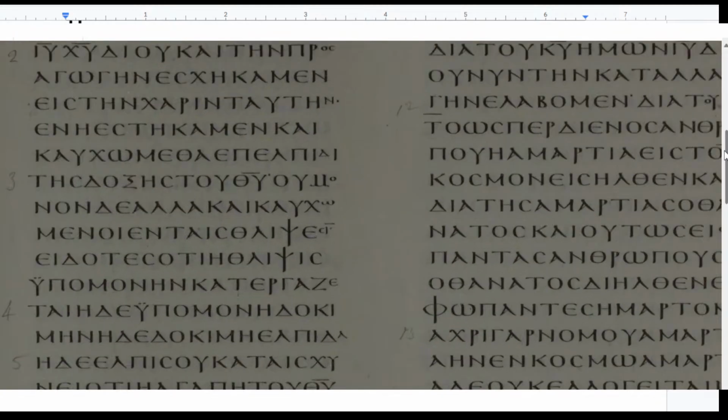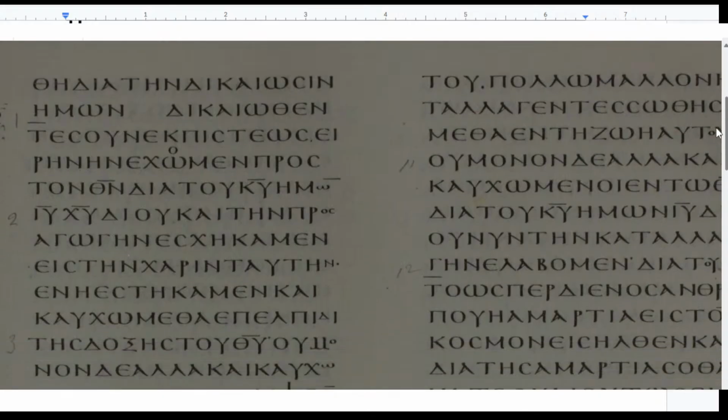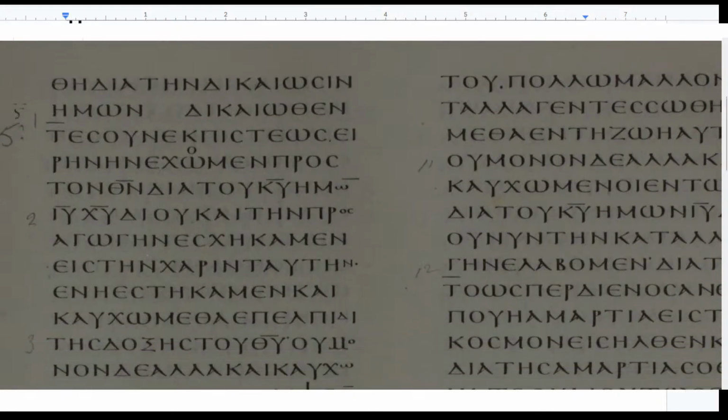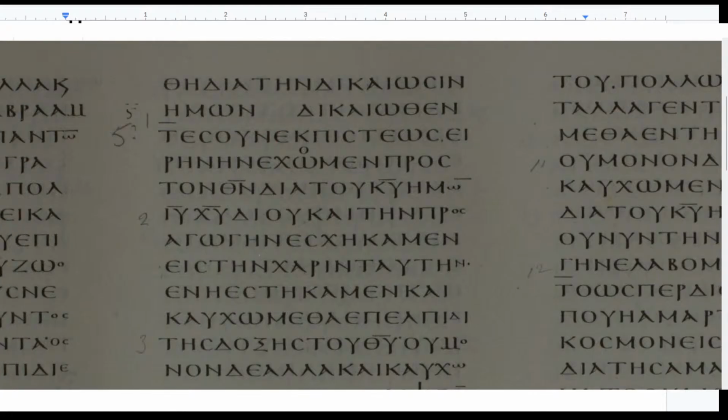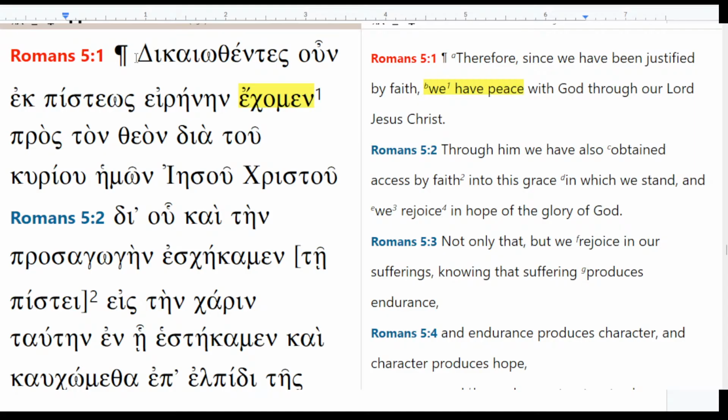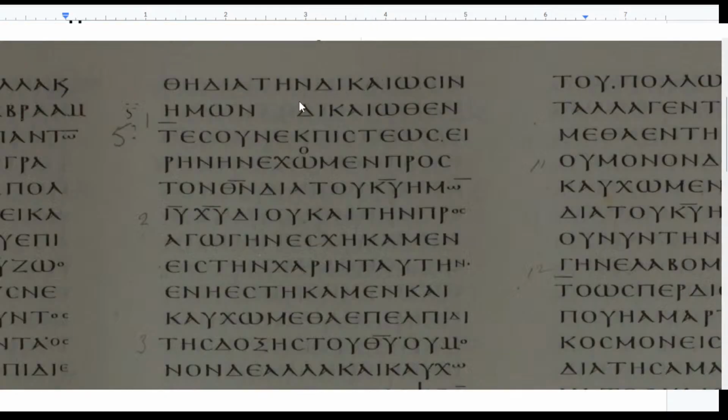Oh, perfect. So here we are in the late 4th, early 5th century manuscript, Codex Vaticanus. The first thing you'll note is that this looks very different from the Greek New Testament. Here's Romans 5:1. Just have a glance at that. If you start here, this is where Romans 5:1 begins, right there. And you can see the letter delta.